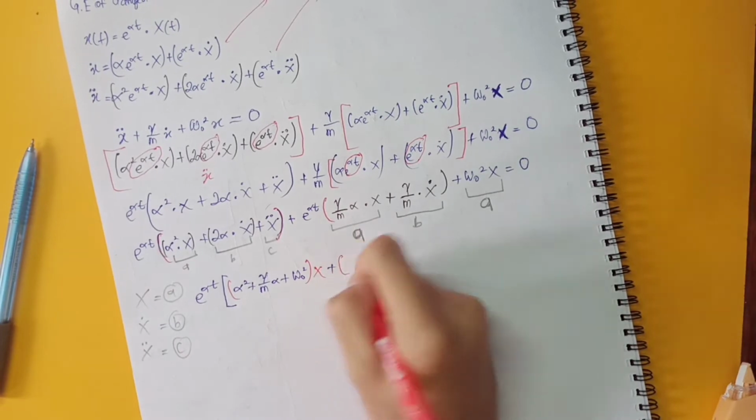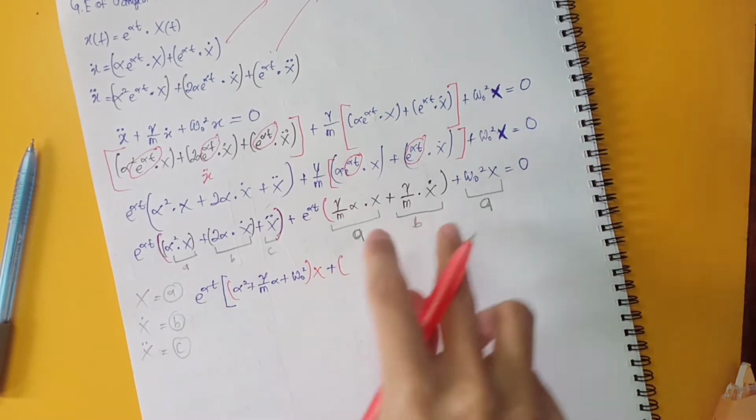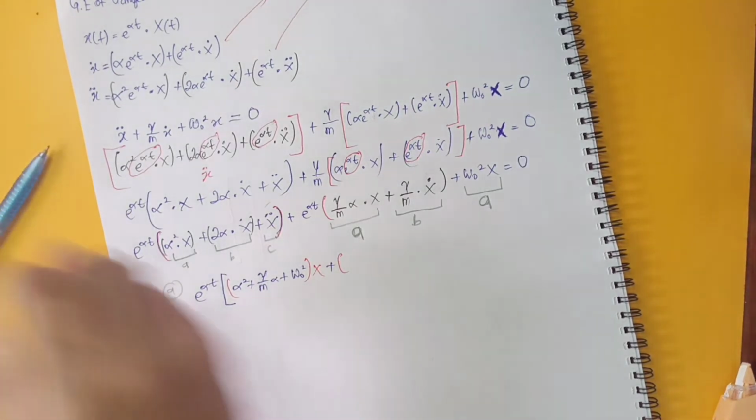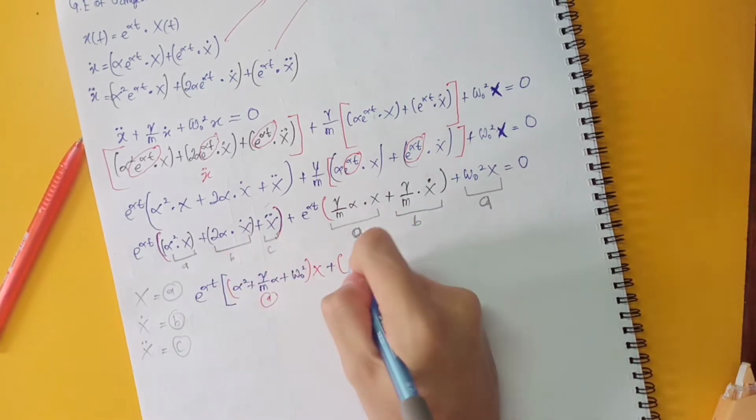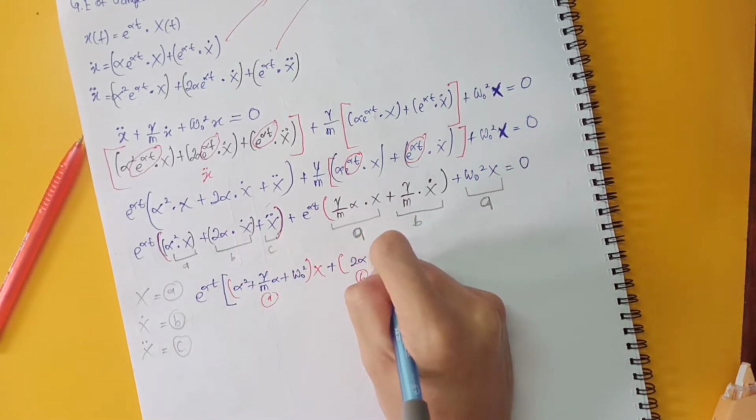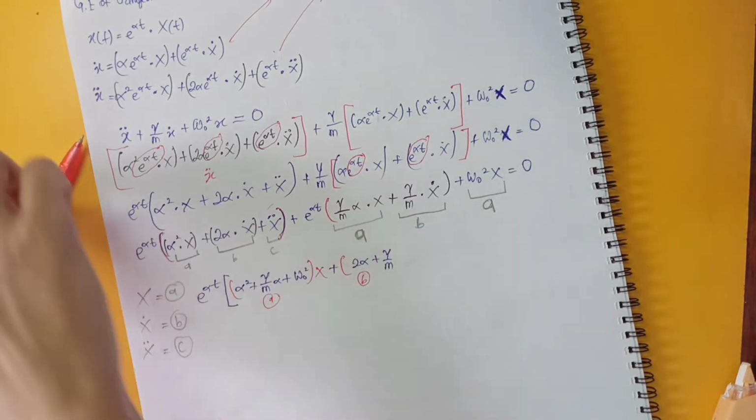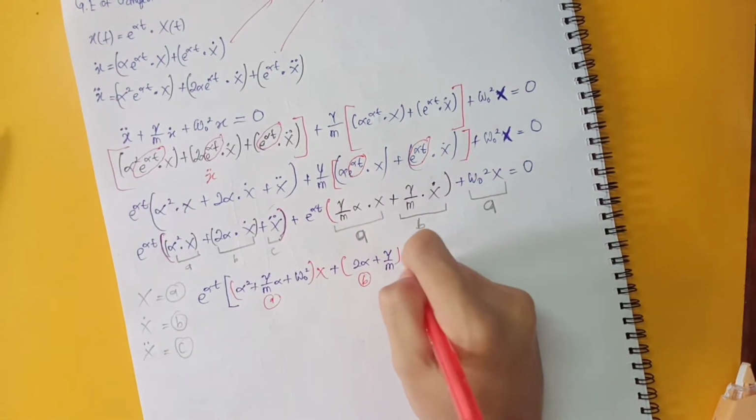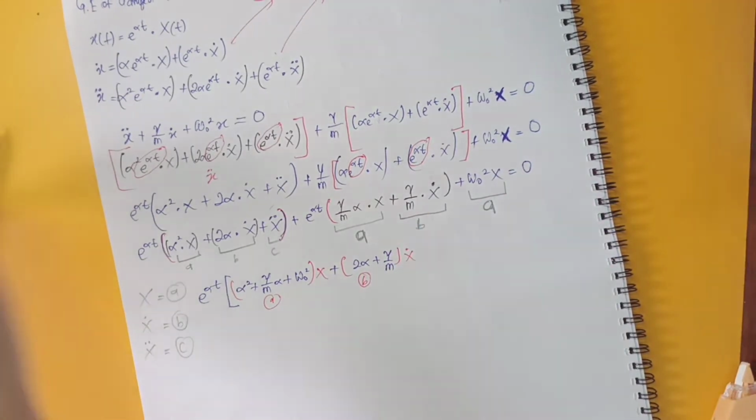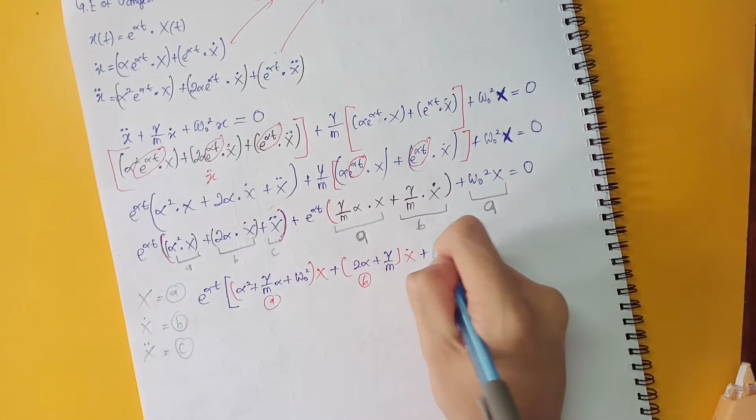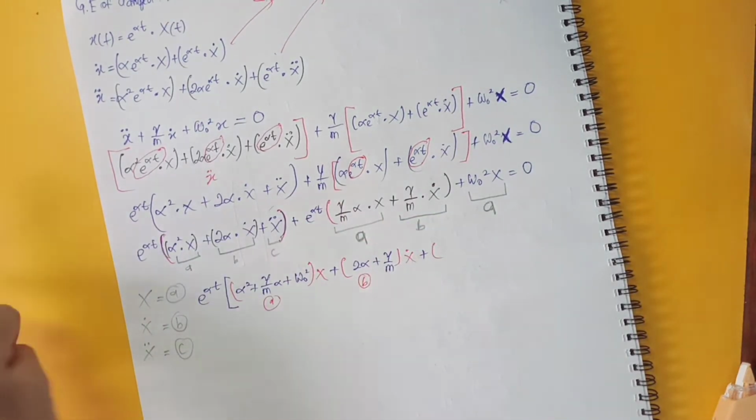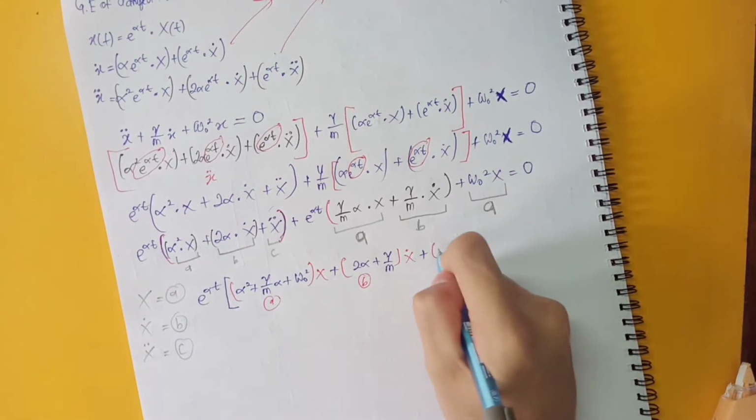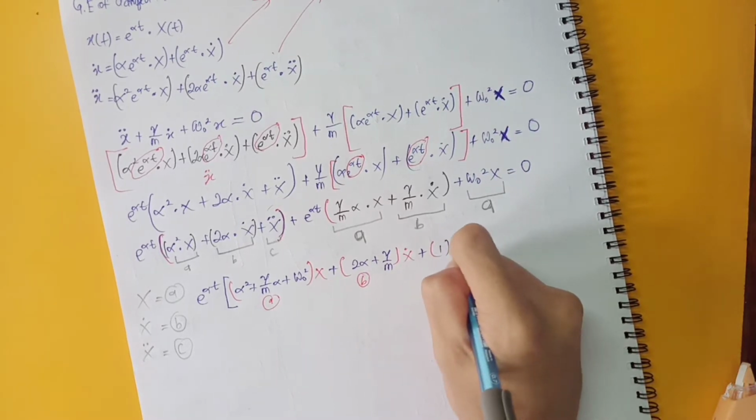Now, let's plus again, and then open bracket. Now I want to do some addition in group B. So this is group A, now this is group B. Here is 2 alpha plus gamma over m, and then times the x single dot. Now plus again, open bracket, bracket C, which is alone here. So it is 1, and then times the x double dot.